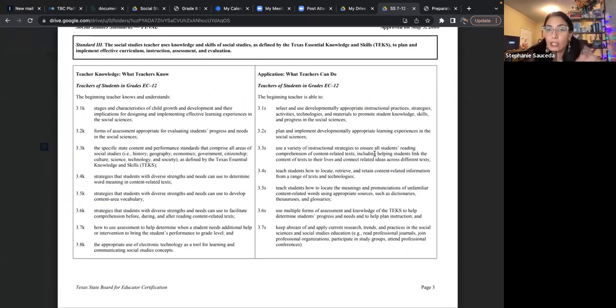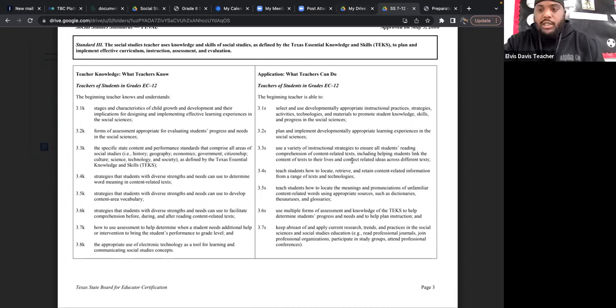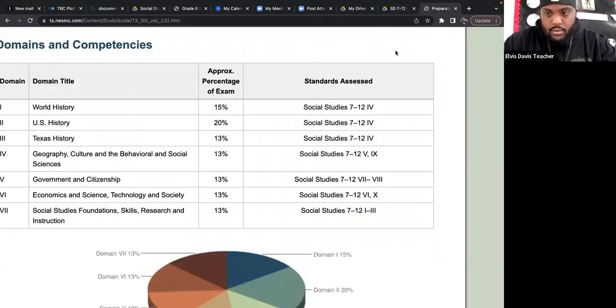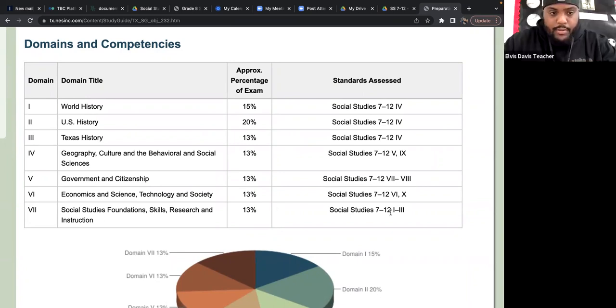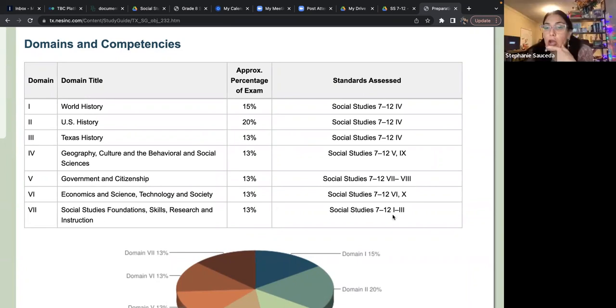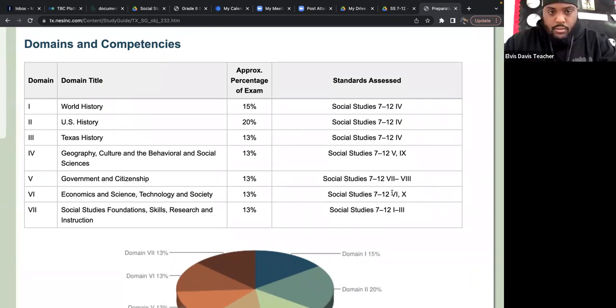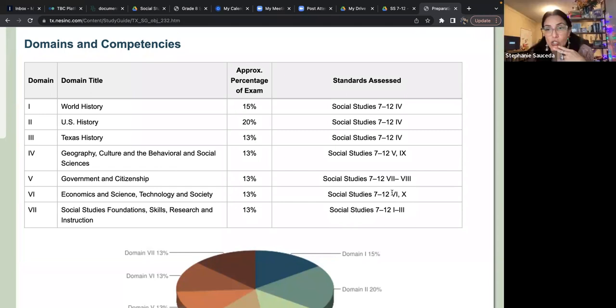So going through each one of these and making sure that you understand what all that means, what it means on the knowledge side and what it means on the skill side. Yeah, absolutely. So you're talking about this one here. Was it domain 7? Yes, ma'am. So it actually is standards 1 through 3. So it's not just 3. So it's social studies foundations, skills, research, and instruction.